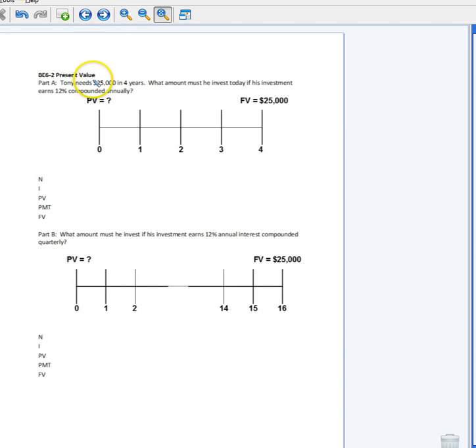Okay, let's do present value. Previously we solved for future value. Now let's go the other way. What if Tony needs $25,000 in 4 years? What must he invest today if his investment earns 12%? So again, we know 4, we know 12%, we don't know present value, there are no payments, and future value is $25,000. So what we want to compute is the present value.